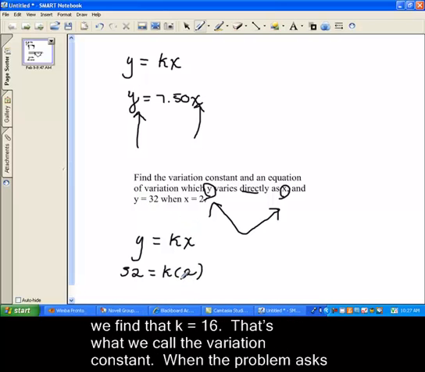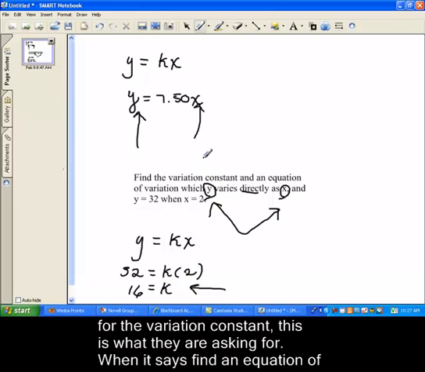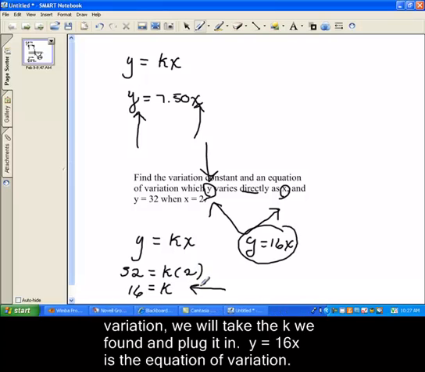Doing some basic algebra, we find that K equals 16. Now that's what we call the variation constant. So when the problem asks us for the variation constant, which this one did at the very beginning, this is what they're asking us for. They're asking for the K. When it says find an equation of variation, we're going to take the K that we found and plug it back in. So Y equals 16x is the equation of variation.